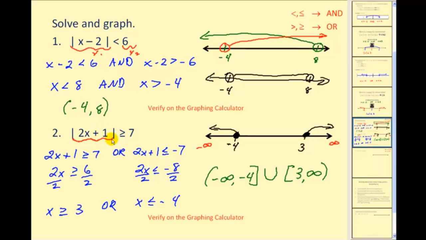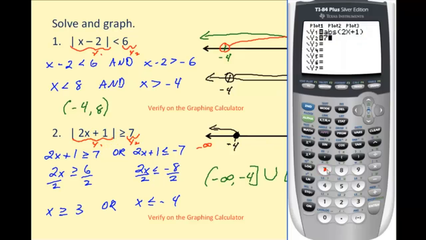So again, we'll type the left side into y1 and the right side into y2. So now we want to know when the V shape is greater than or equal to positive 7. So when is the V above the line y equals 7? Here we have y1, the left side, and here we have y2, the right side. Graphically, we want to know when the V is above the line y equals 7, it's to the left and to the right. And let's just verify that this left value is negative 4 as we claim.